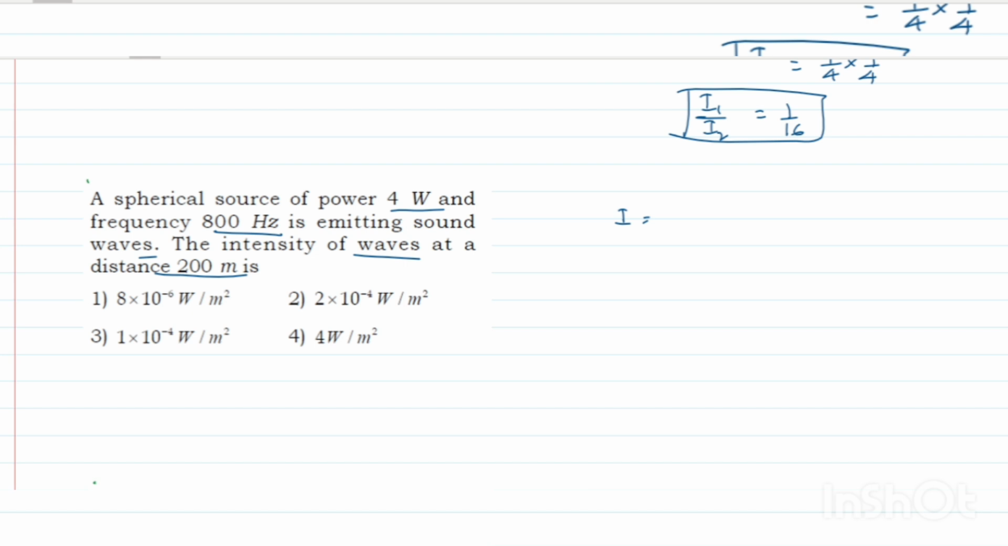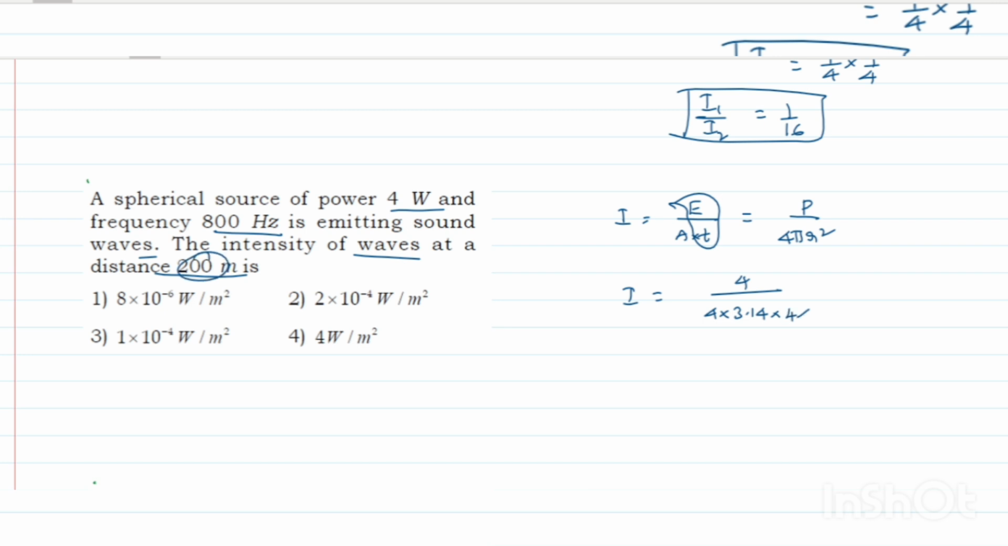The formula will be: intensity is energy crossing per unit area per unit time. Energy by time is power, so instead of this you can take power by area. Area here is 4 pi r square. Now you just substitute the values. Power is given as 4 watts, so 4 into 3.14 into r square, where r is the distance, 200, whole square.